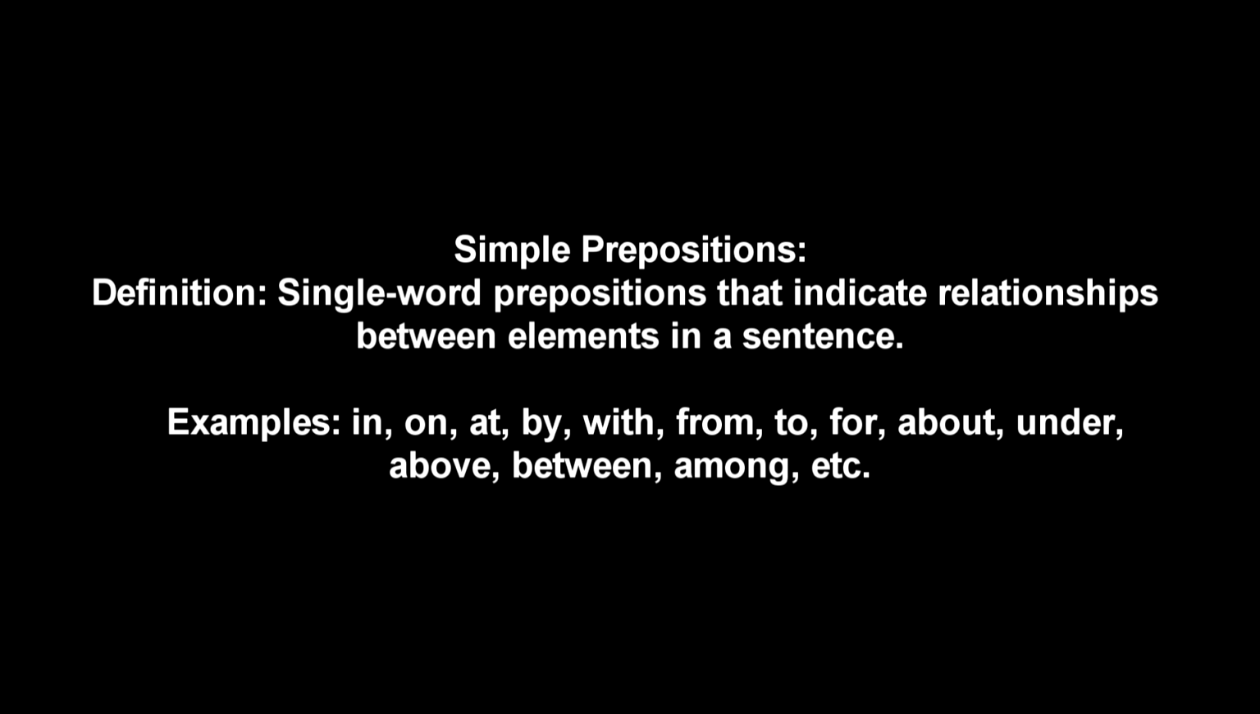Types of prepositions. Definition: single word prepositions that indicate relationships between elements in a sentence. Examples: in, on, at, by, with, from, to, for, about, under, above, between, among, etc.